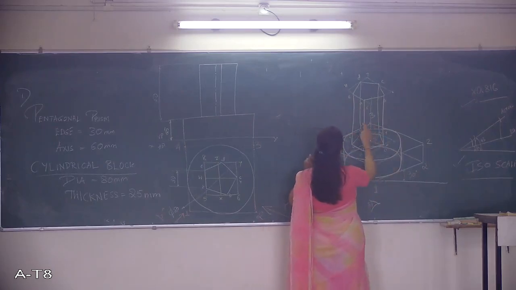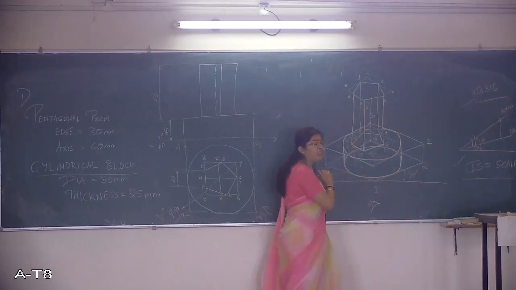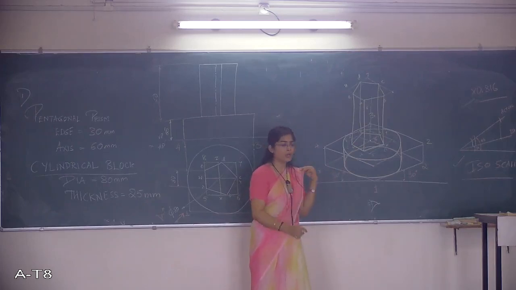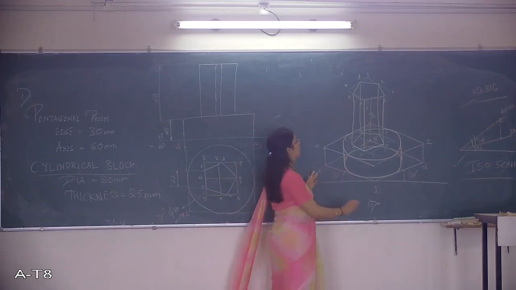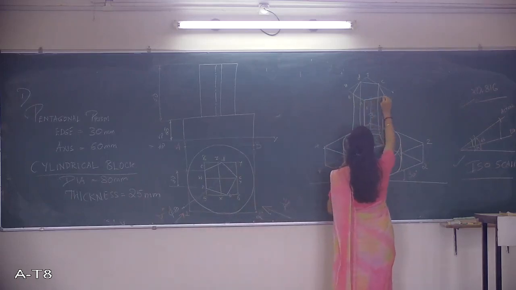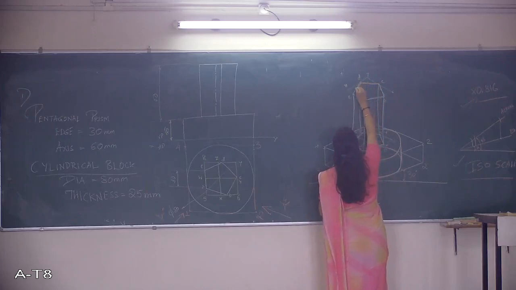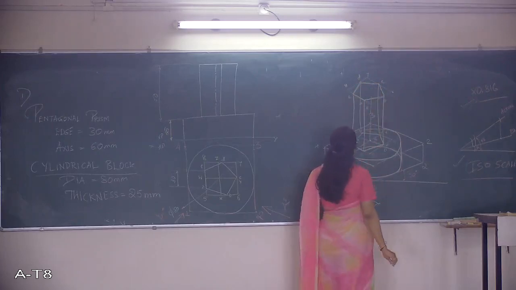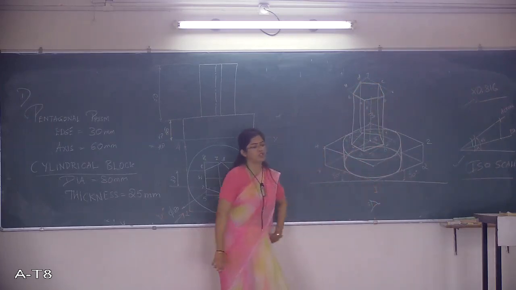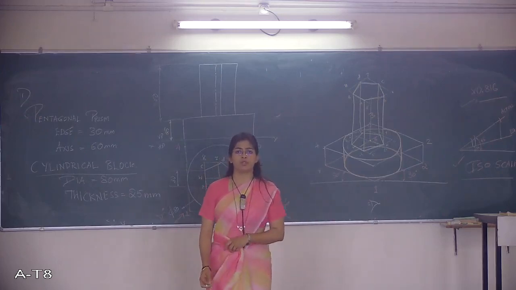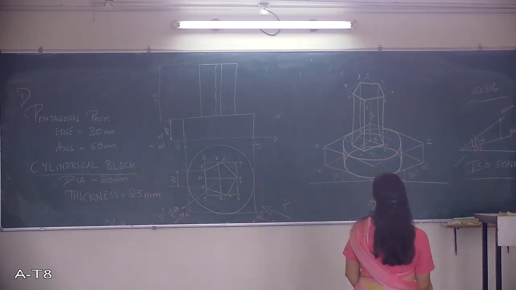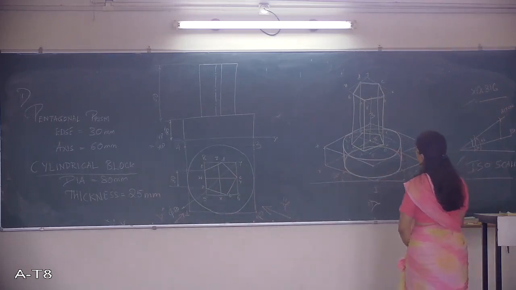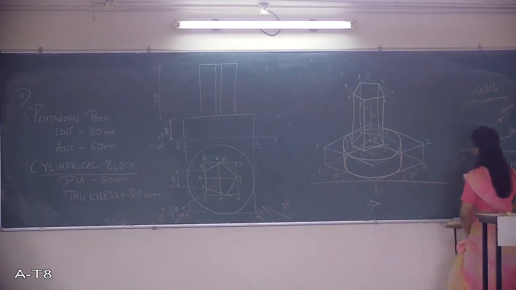If you see CC and DD, they are not visible. You need not show them as hidden. You just have to show them light. Whatever is visible, show it dark. And what about the top face? The top face will be completely visible. So this is how the isometric projection has to be completed with respect to the combination of this solid, that is a cylinder that is having a prism on it. So moving on to the next problem.